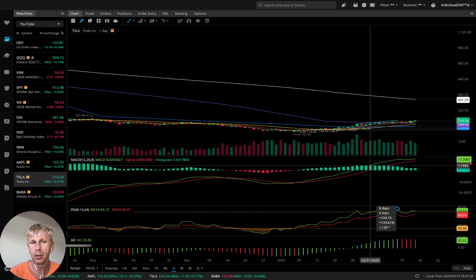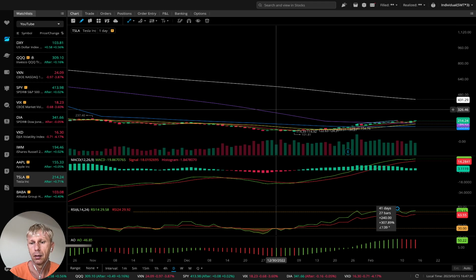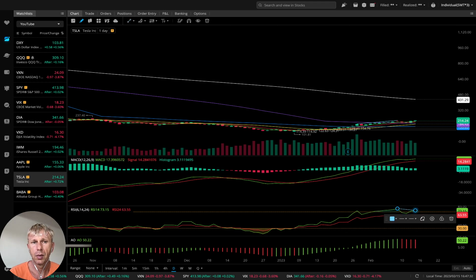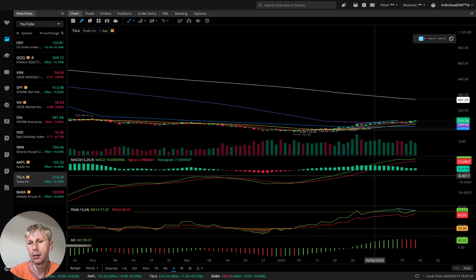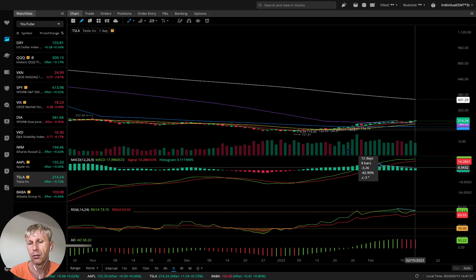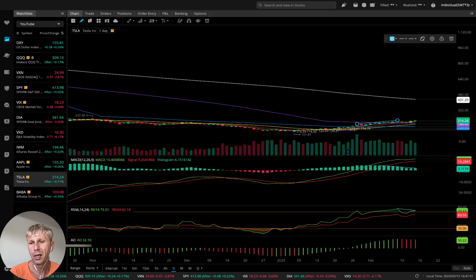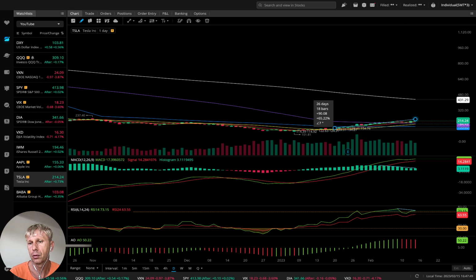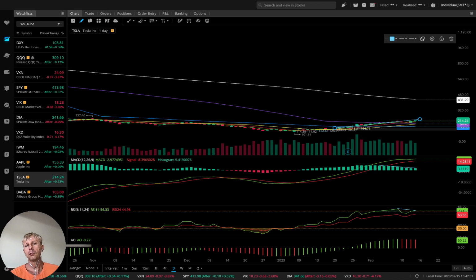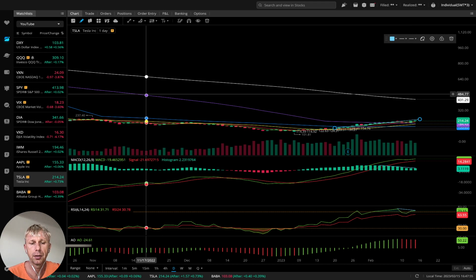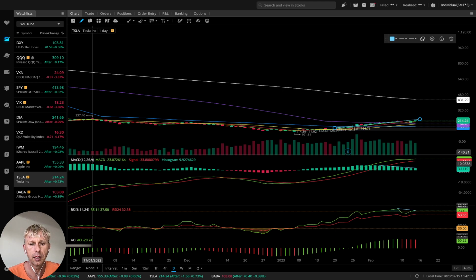And same on the MACD, I'm sorry, on the MACD histogram, it also has bearish divergences, right? But on the price action, it's still an uptrend for a long time. Uptrend for a long time. Okay, bearish divergences on all indicators, bullish trend for Tesla on daily time frame.